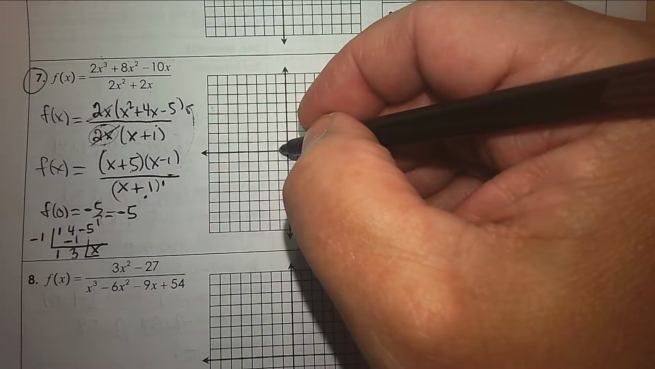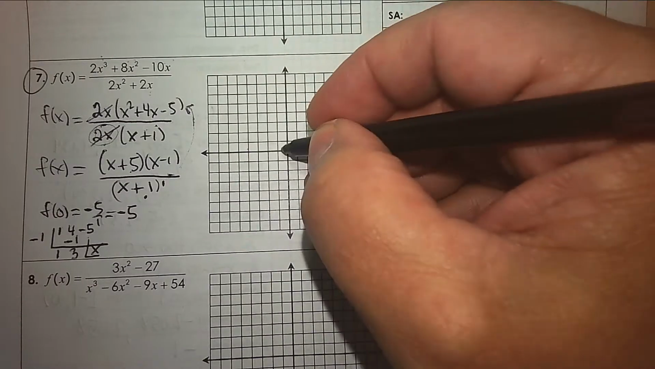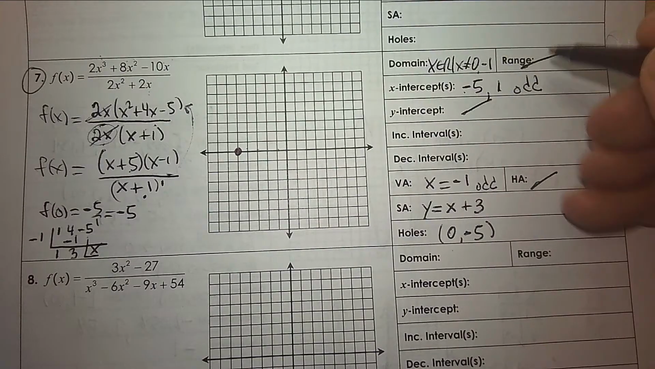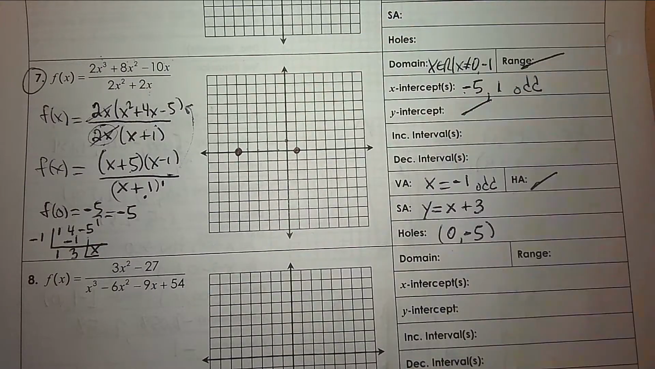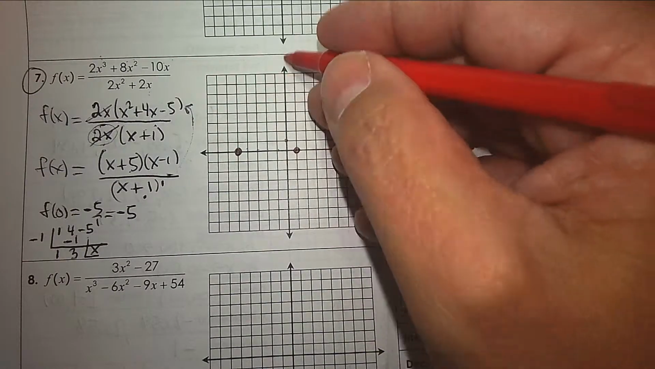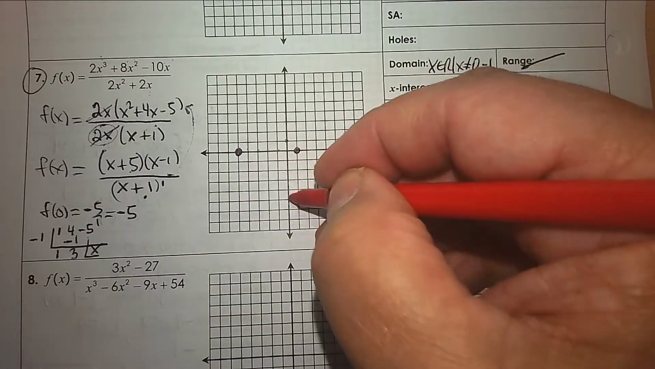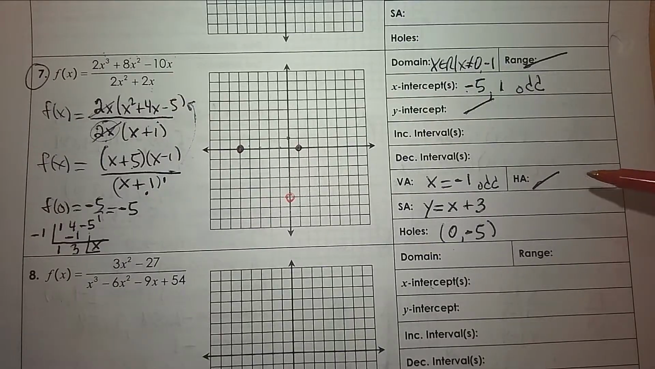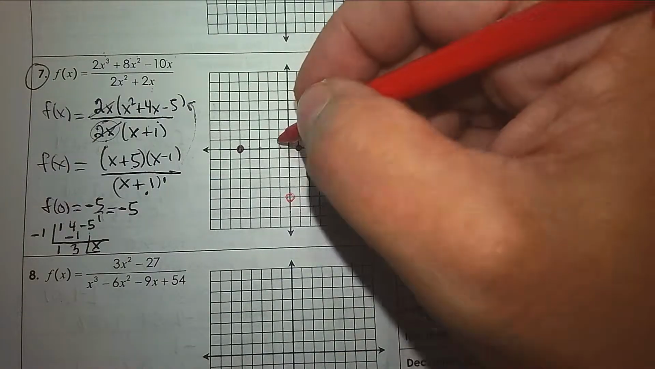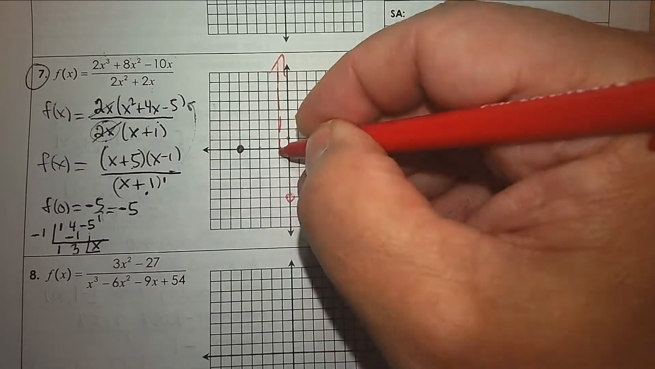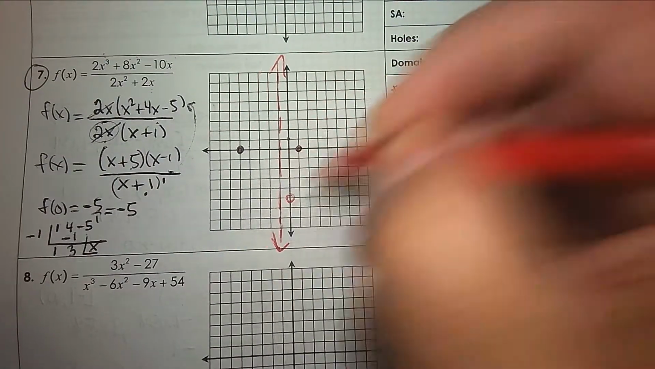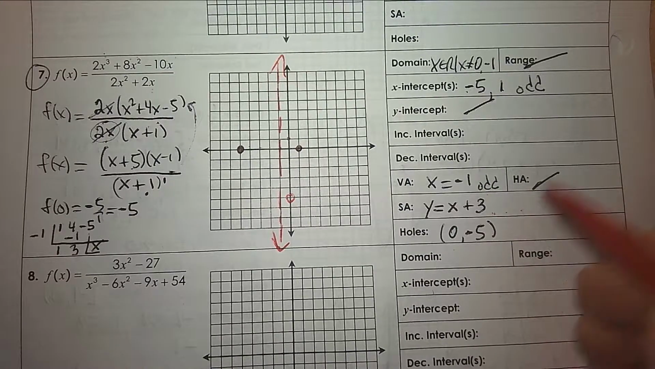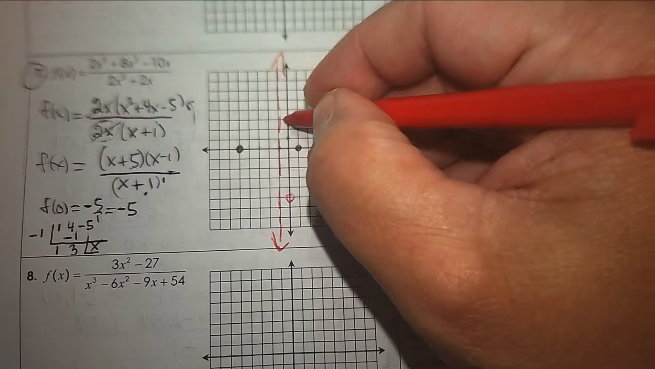So I'm going to find negative 5. Make sure I can count. And positive 1. Oops, right here. There's a hole on the y-axis at negative 5. There's a vertical asymptote at negative 1. And there's an oblique. Do you know how to graph y equals x plus 3? Where should I start? 3. And then what's the slope?